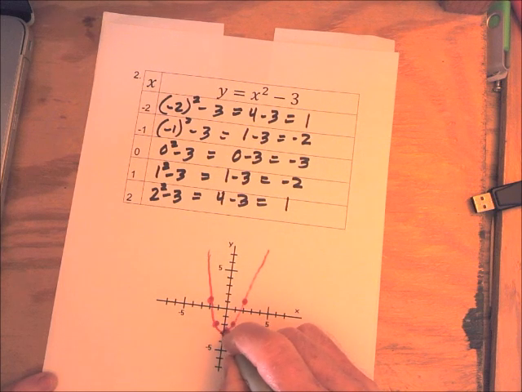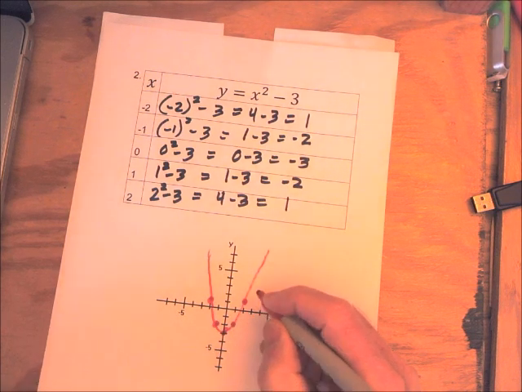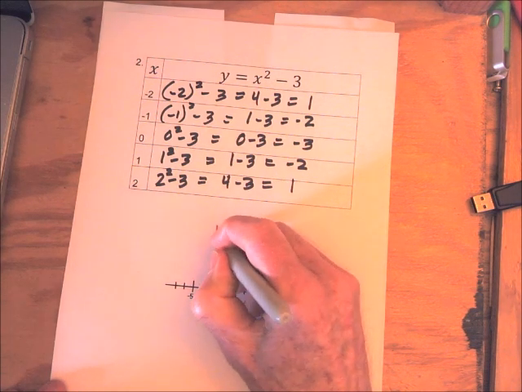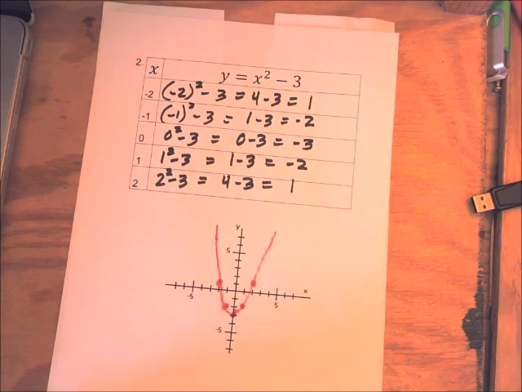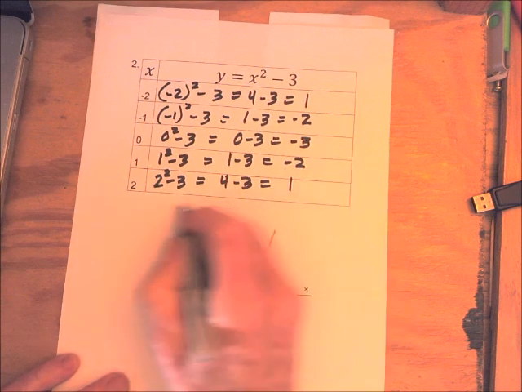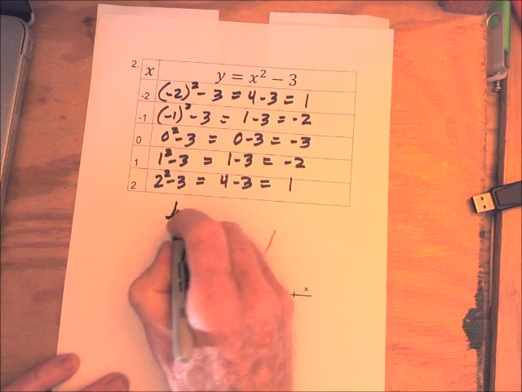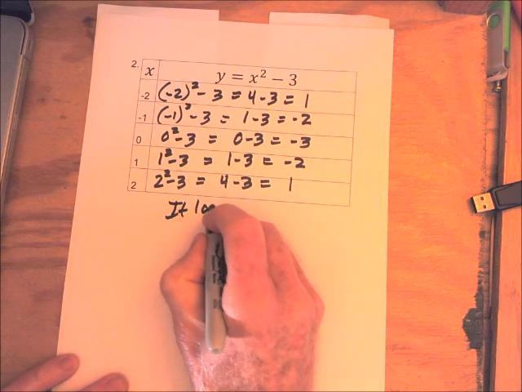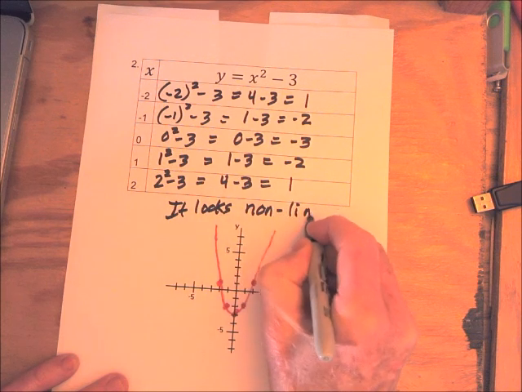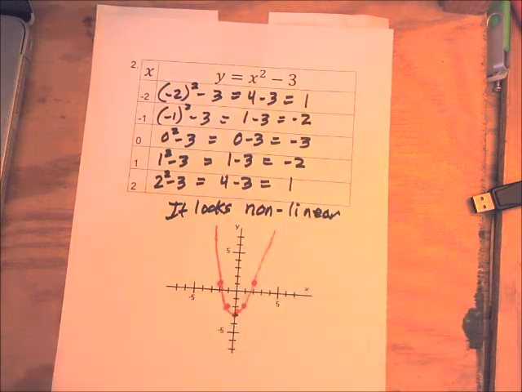This is actually a parabola. If you take Math 161 pre-calculus, you'll study some parabolas in that course. Okay, so this looks like it's not linear. It looks non-linear from the graph. It doesn't look like a straight line.